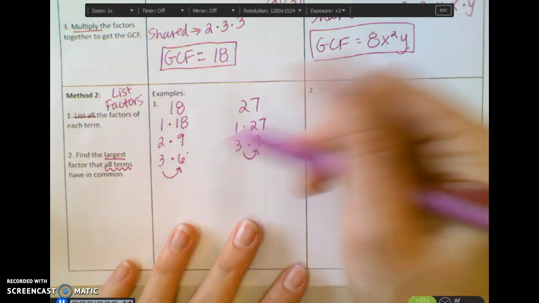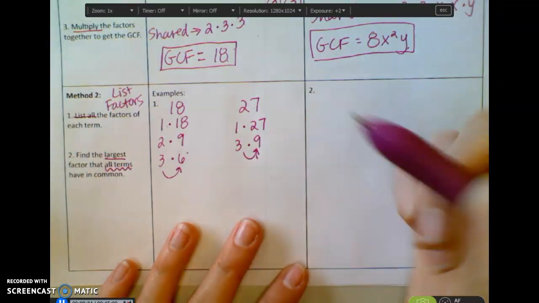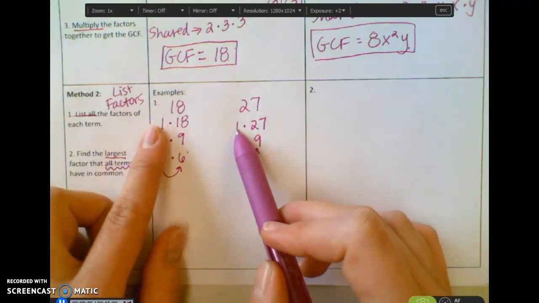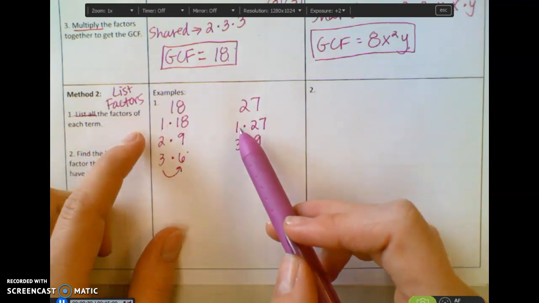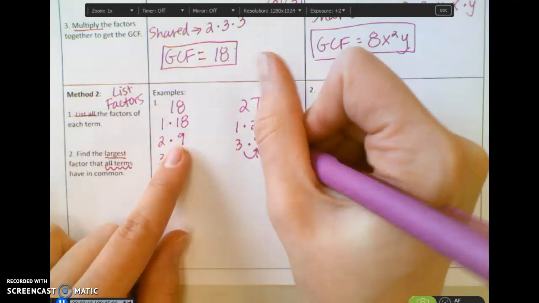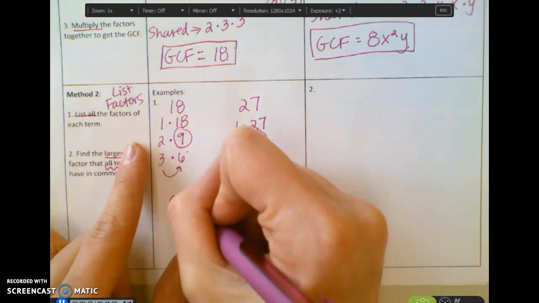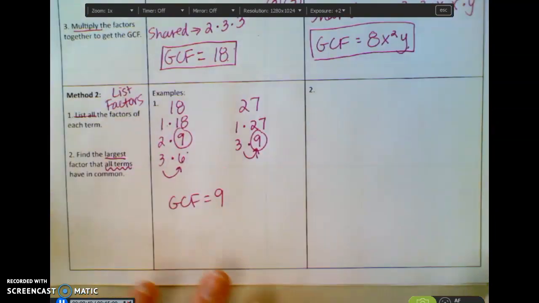So now we have our factors of 18 and 27. The next thing we need to do is just figure out what they share. Well, they share a 1, of course, but what's the biggest thing that they share? They share a 3, but 9 is the greatest common factor. GCF, again, stands for greatest common factor.